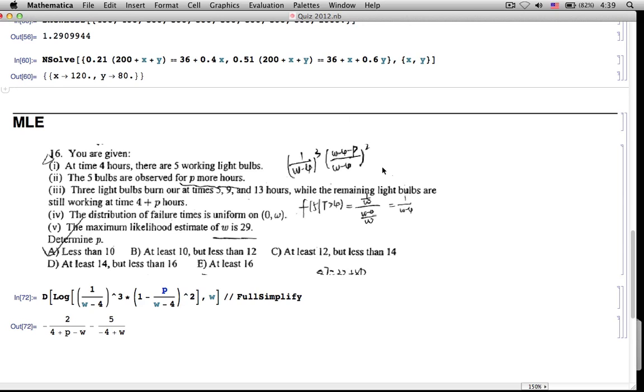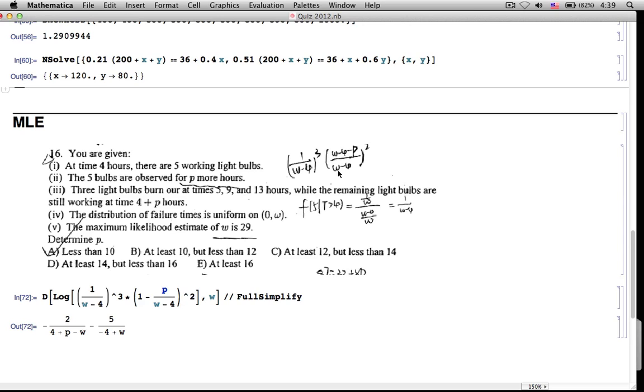It's not too hard to figure out using conditional probability. These 5 light bulbs, all of them already survived 4 hours. For the 3 that burned out, the density is uniform, 1 over omega minus 4. 3 light bulbs burnt during the duration of your observation, so to the power of 3. For the other 2, the probability is 1 minus p over omega minus 4, being the duration divided by the time window, which is omega minus 4, and to the power of 2.